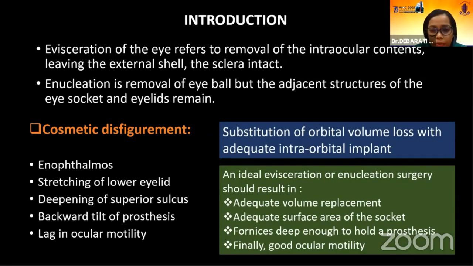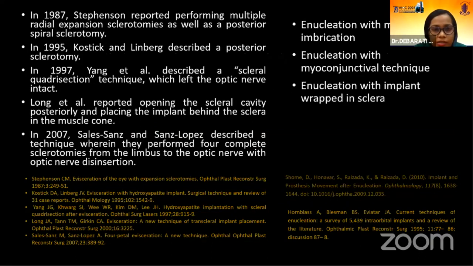So substitution of orbital volume with an optimum size implant is required to have ideal postoperative outcome. Now in evisceration, optimum size implant cannot be given. So there have been various modifications like multiple radial incision, posterior sclerotomy, scleral quadrisection and so on. Also to overcome complications in enucleation, there have been various modifications.